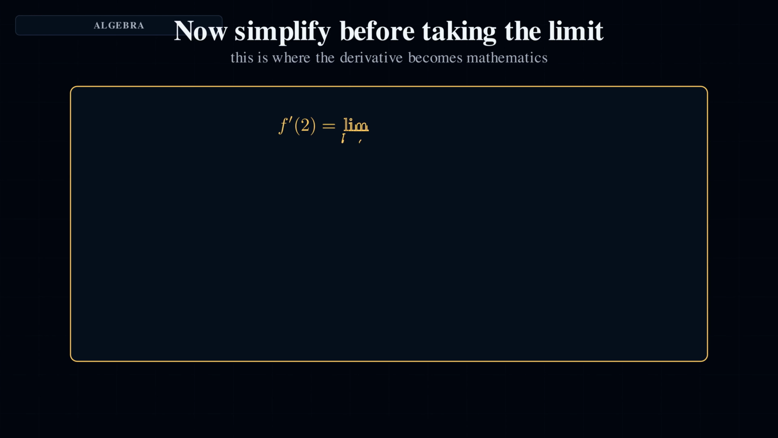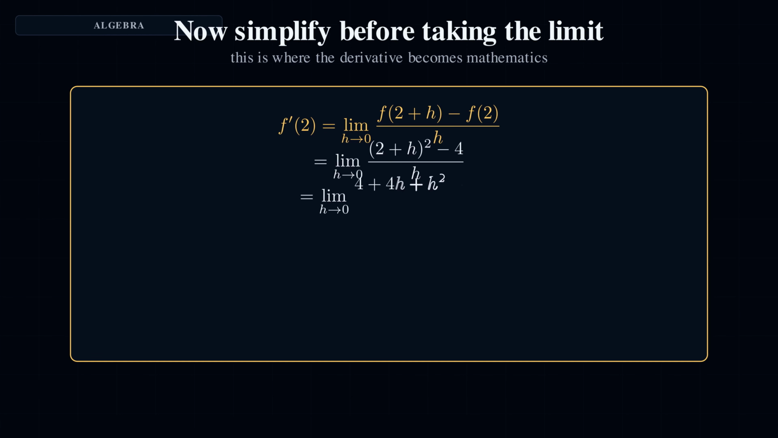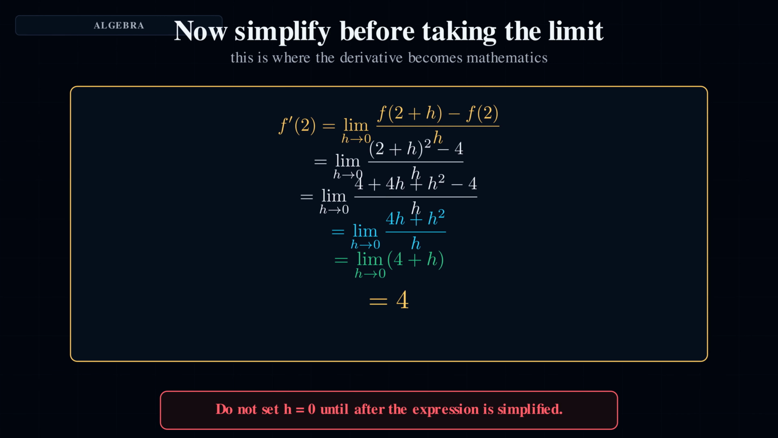For f of x equals x squared, f of 2 is 4. f of 2 plus h is 2 plus h, squared. So the slope expression becomes 2 plus h squared minus 4, divided by h. Expand 2 plus h squared. It becomes 4 plus 4h plus h squared. Subtract 4. Now we have 4h plus h squared. Divide by h. The expression becomes 4 plus h. Now, and only now, let h approach 0. The derivative at x equals 2 is 4.